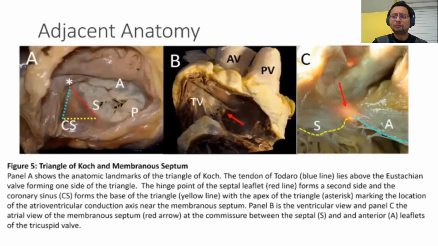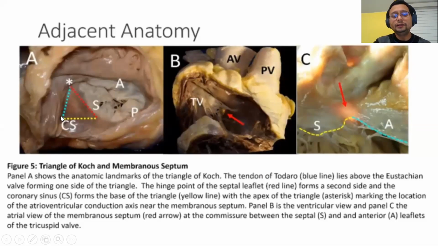So what is the triangle of Koch? The triangle of Koch is a very important triangle. So what is the border of the triangle of Koch? The red part here is the septal attachment of the septal leaflet. This yellow here is the entrance of the coronary sinus. So the coronary sinus enters from the back here into here.